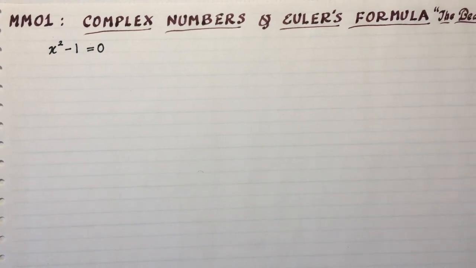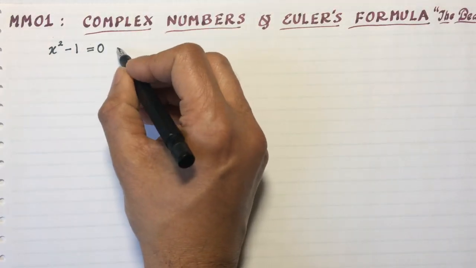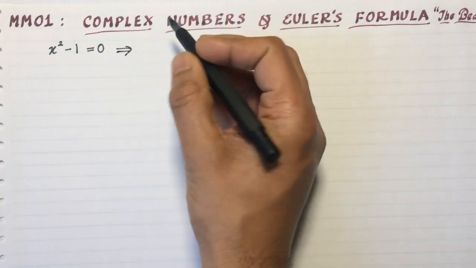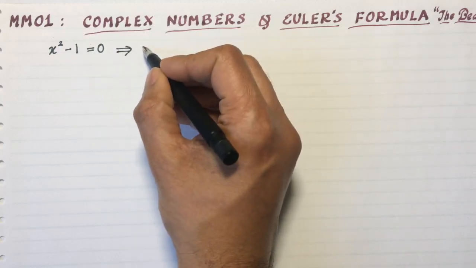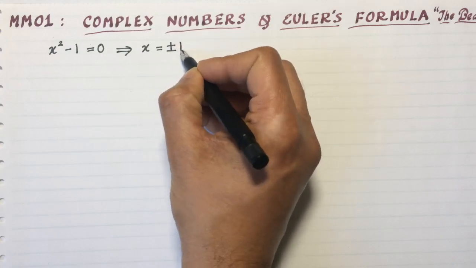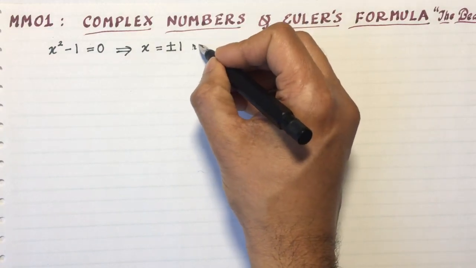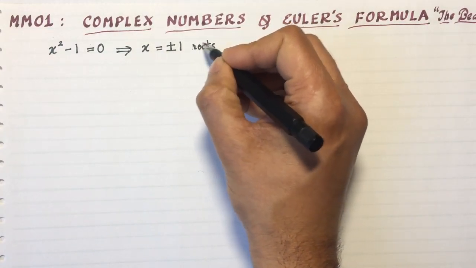Let's take an equation of the form x squared minus 1 equals 0, which you may have solved in earlier classes rather easily by taking the 1 to the other side and taking the square root. If you solve it, you get x equals plus or minus 1. And these are known as the roots or the solutions of this equation.